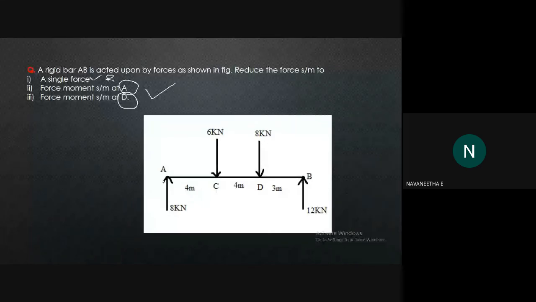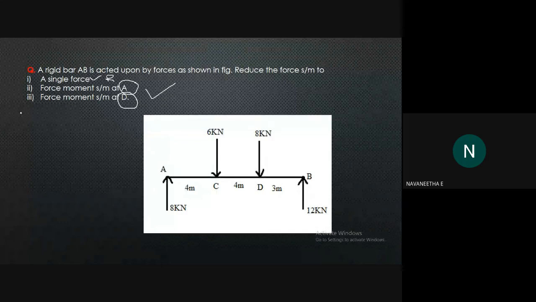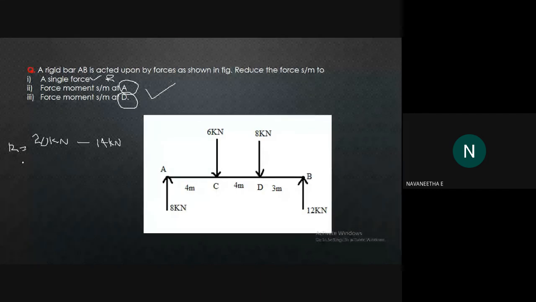So we have to subtract the lower value from the higher value. The upper force is 20 kilonewton and the lower forces, the forces which are acting in the downward direction, is 14 kilonewton. So what is the resultant force here? R equal to, what is the resultant force? Yes, 6 kilonewton, okay. R equal to 6 kilonewton.